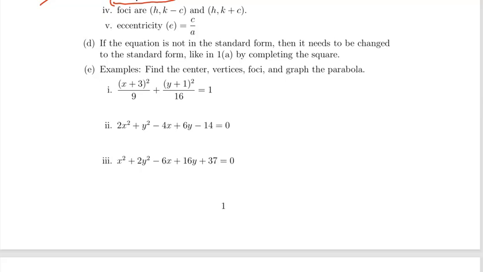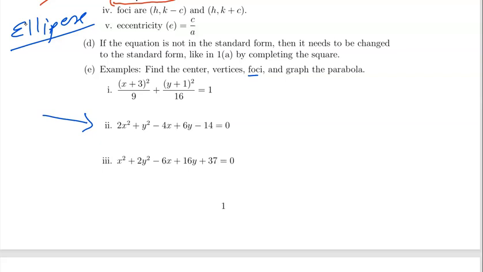All right, this is the second video on ellipse. So if I see a problem like this, how do I recognize this is an ellipse, and how do I find the vertex, focus, foci, graph? How do I do that, right? So let's look at it.